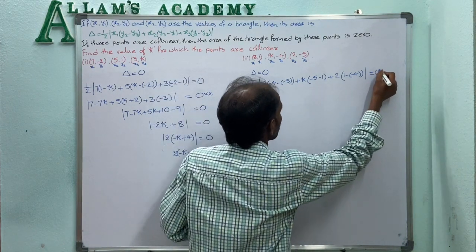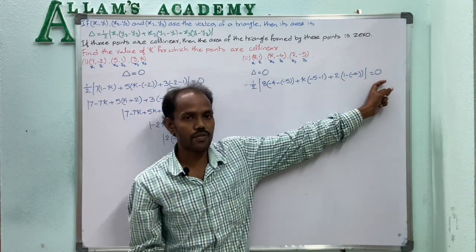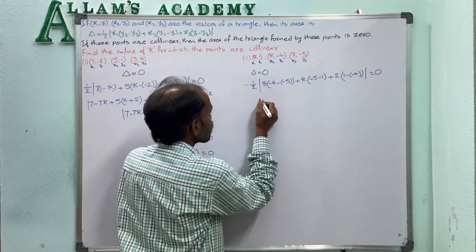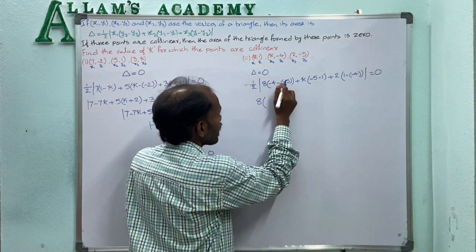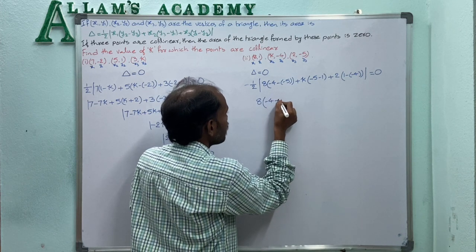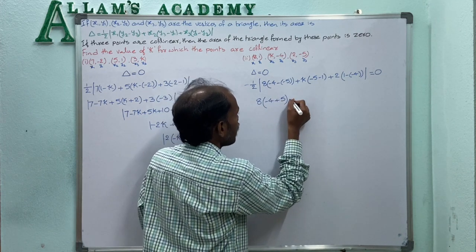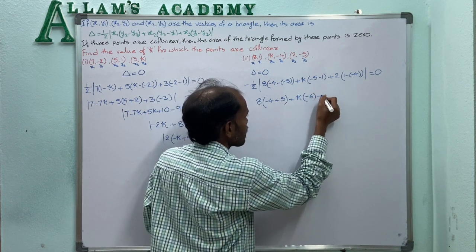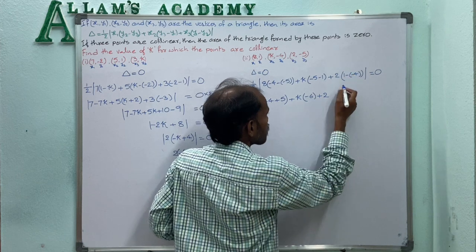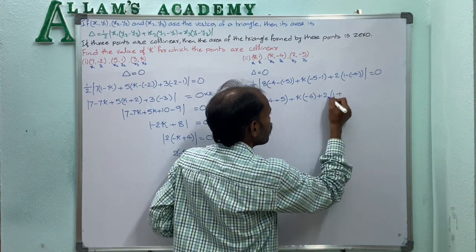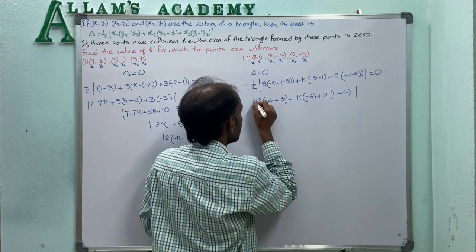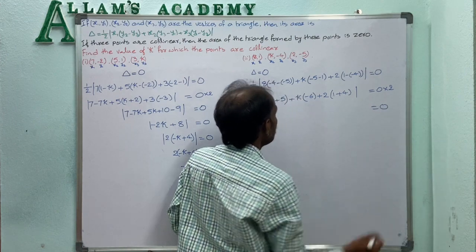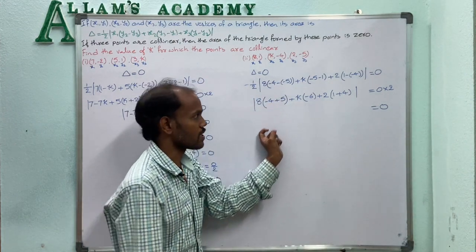equal to 0. Now the denominator transfers to that side, that is multiplication. 0 into 2 is equal to 0. So 8 into (-4 plus 5) plus k into (-5 minus 1), which is -6, plus 2 into (1 plus 4) is equal to 0 into 2, that is 0 only. So 5 minus 4 is equal to 1.